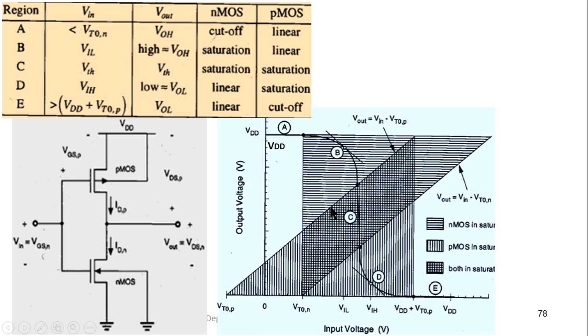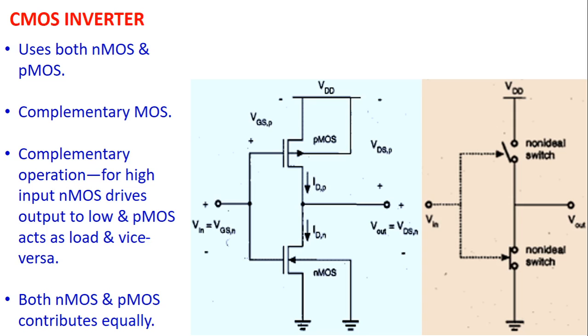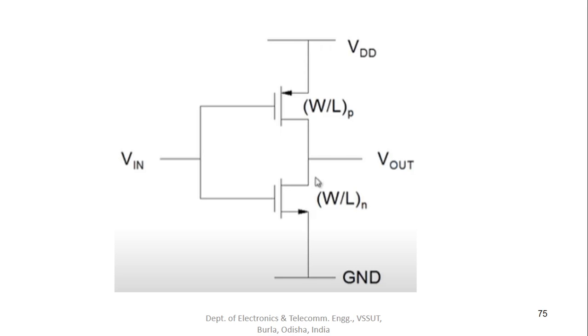We had seen the VTC characteristic. This is the NMOS, this is the PMOS, and this is complementary in nature. When NMOS is on, PMOS is off, and when PMOS is on, NMOS is off. So at any given instant of time, only one of the devices is on, and the other device is off. Either the upper path is available or the lower path is available.